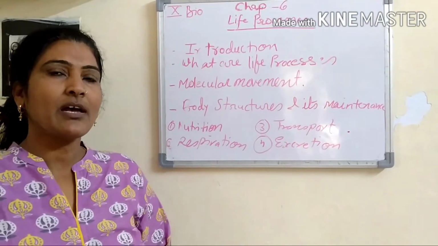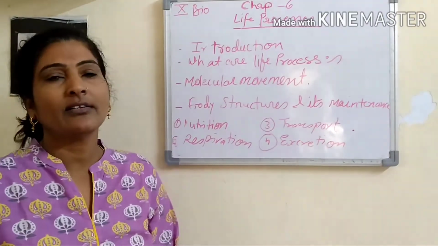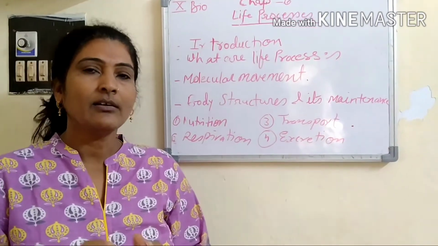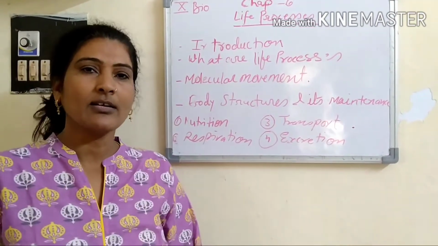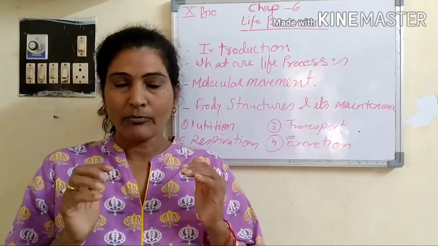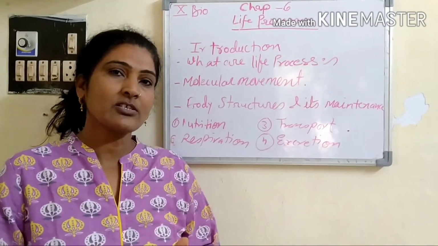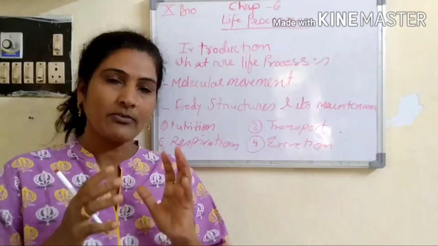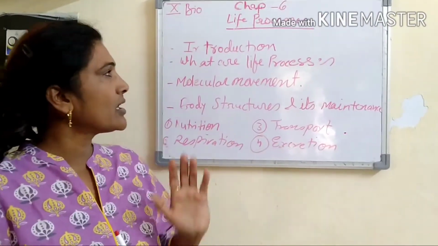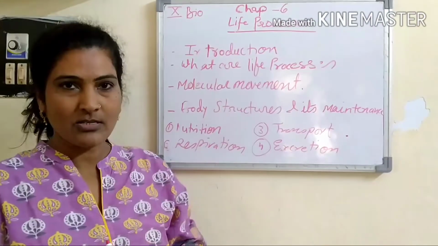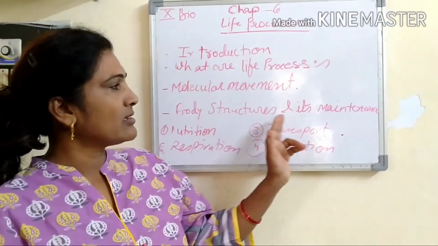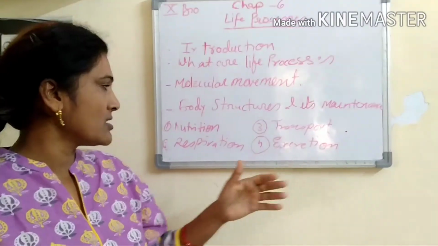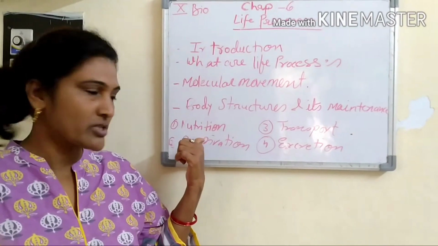Different organisms have different body structures, and they are made up of cells, tissues, organs and organ systems. For survival, the maintenance of this whole structure is required, and for the maintenance of this structure, life processes are required. Of these processes, the first is nutrition.